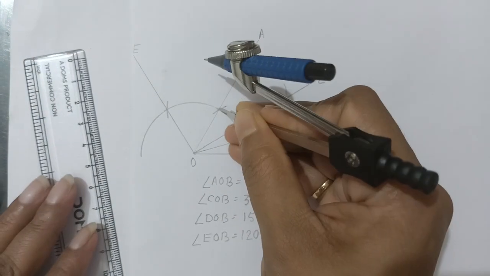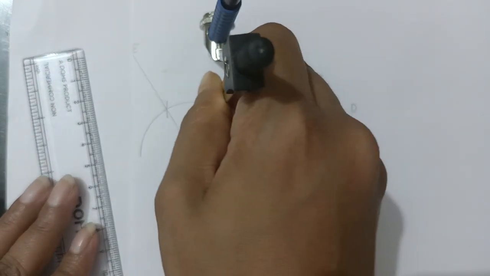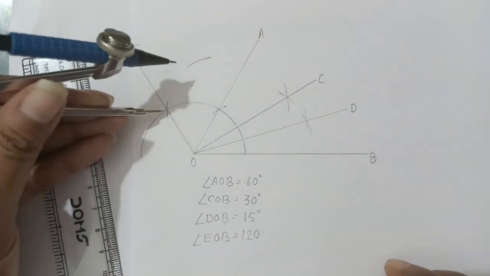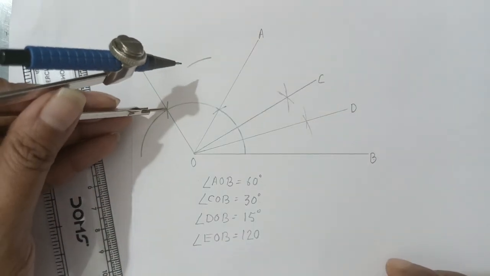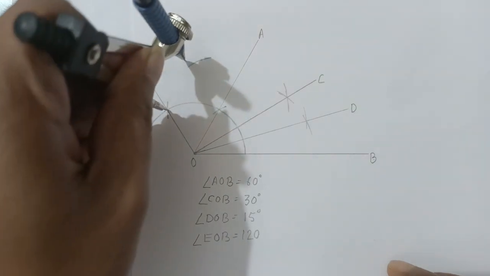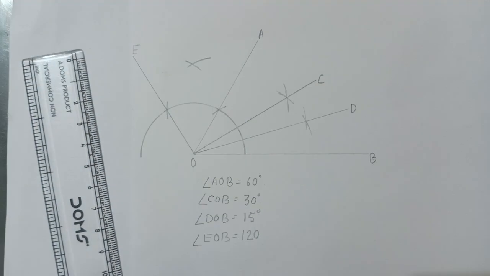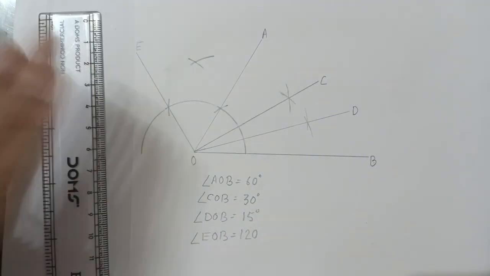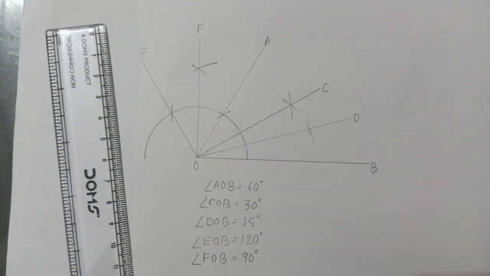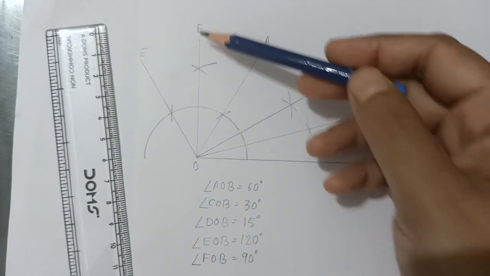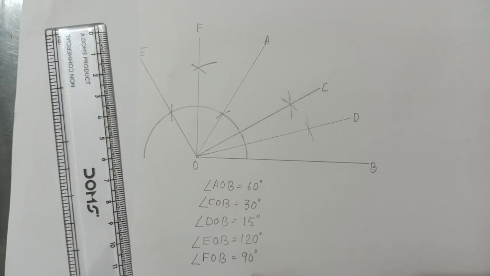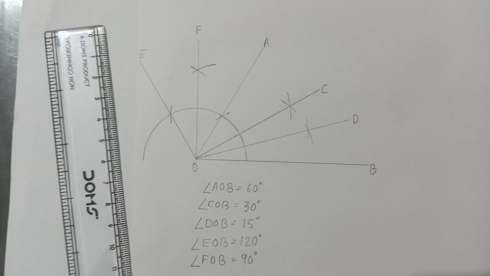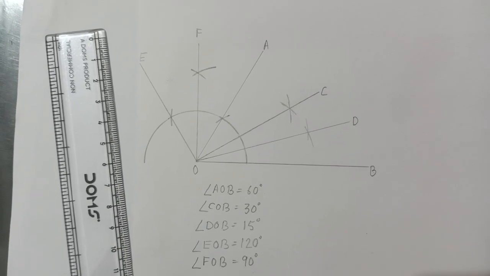So place the pointer in this 60 degree angle's line, and on the 120 degree angle. Now we have to join these two dots, this and this. The 90 degree angle is made. This FOB is how much? 90 degree. Okay, so there are other methods also for making this 90 degree angle.